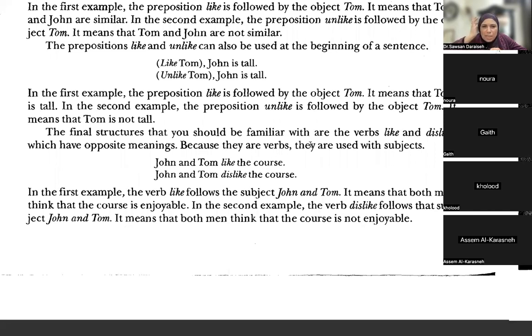Because they are verbs. هذول سهلين عليك وأنا متأكدة, guys. You've come across these many times, and I'm sure that you've used them and heard them every day, because they are verbs هون كأفعال, guys. استخدامهم, they are used with subjects. Okay, John and Tom like the course. I hope all of you guys liked the course, the TOEFL course that we have taken this semester.